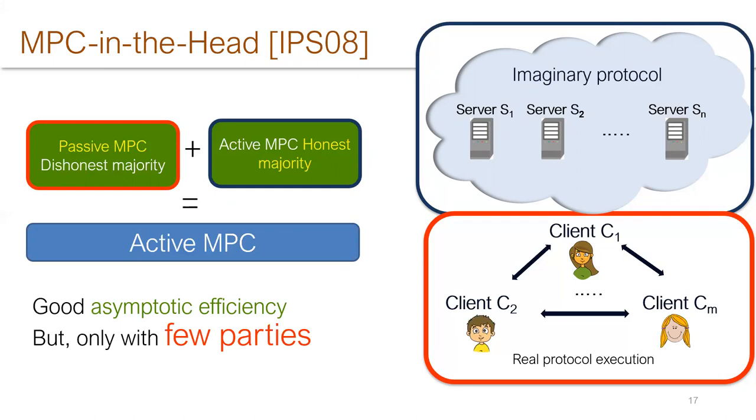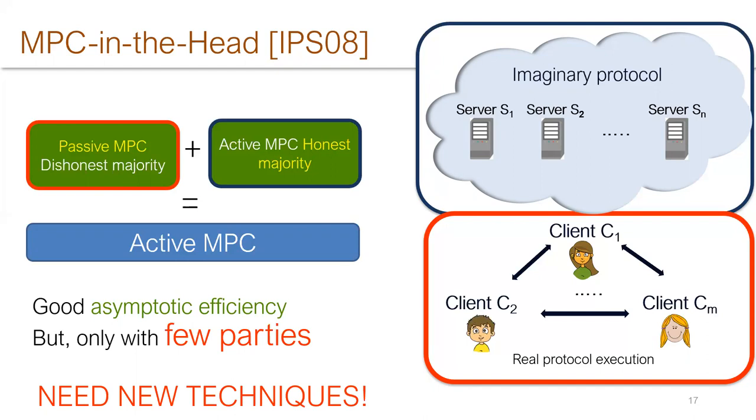This approach broke barriers when it was introduced, achieving the best asymptotic complexity in this setting, but only for a small number of parties. Moreover, while it achieves good asymptotic efficiency, its practicality has not been well understood.